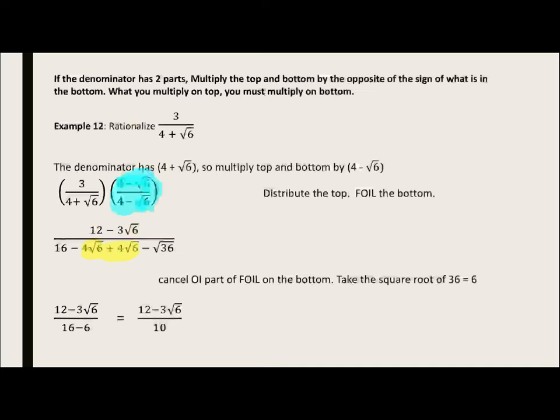Okay, the minus 4 root plus 4 root cancels. The minus square root of 36 became minus 6. Square root of 36 is 6. Now, last step, 16 minus 6 equals 10 on bottom.